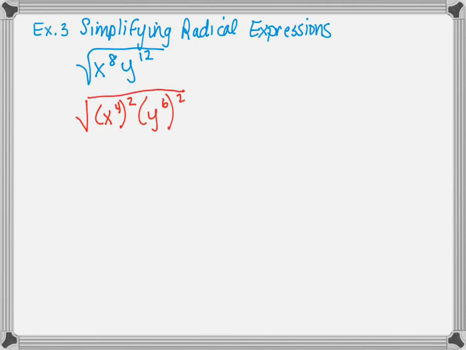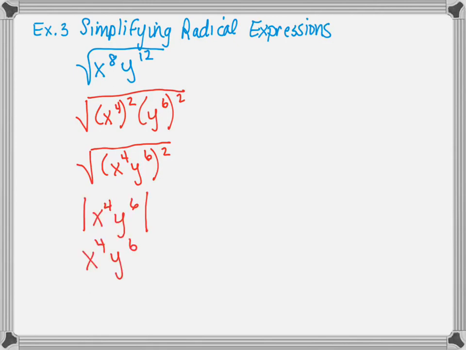So now we can combine those two expressions underneath the radical into a single perfect square. The square root of x to the 4th, y to the 6th squared. The radical cancels out with the square, although we do need to make sure we have the absolute value because we want a positive value, so x to the 4th, y to the 6th. And because x to the 4th is always positive and y to the 6th is always positive, we can drop and not need to continue using the absolute value bars. So our problem here simplifies to x to the 4th, y to the 6th.